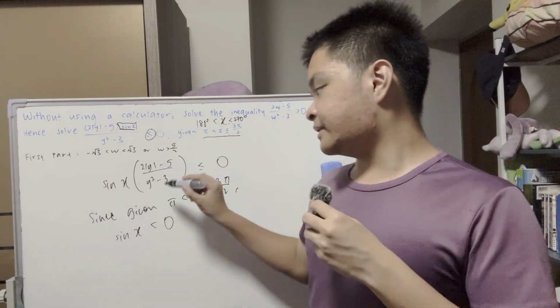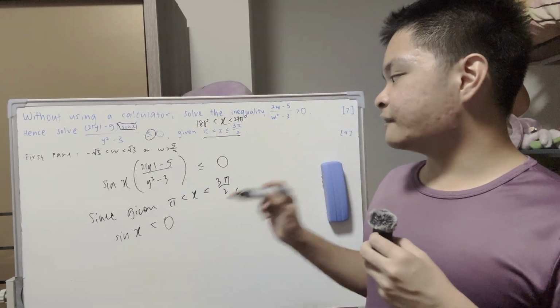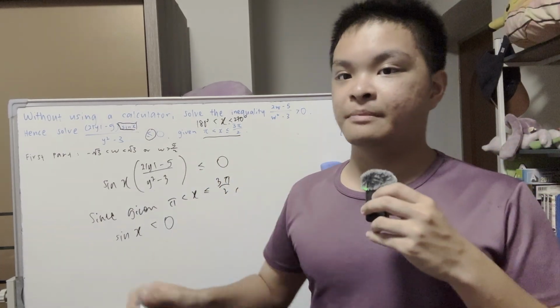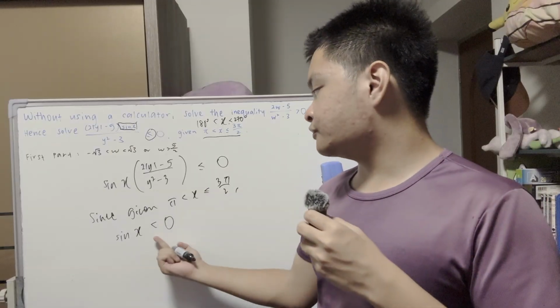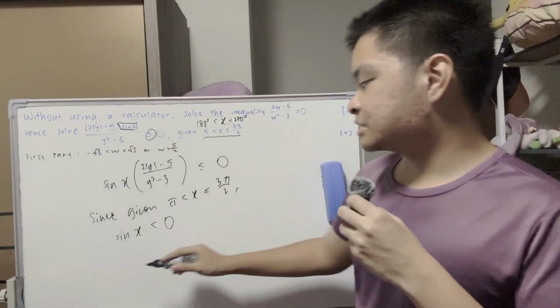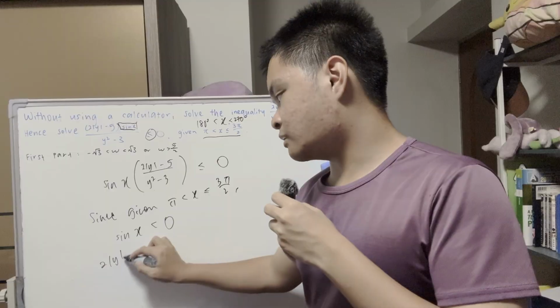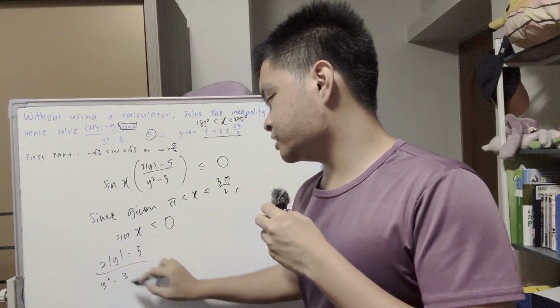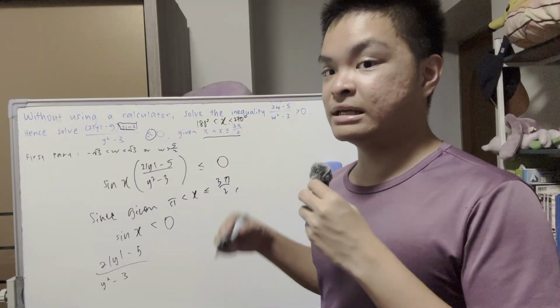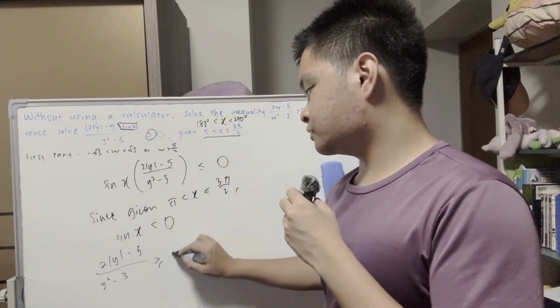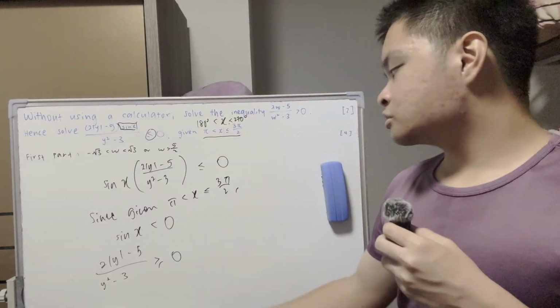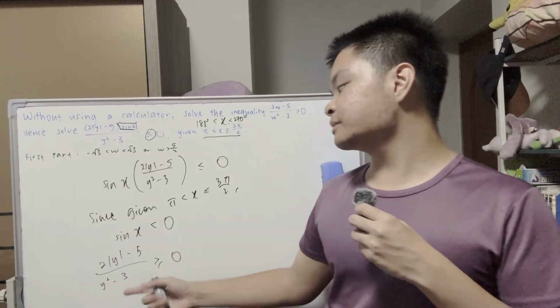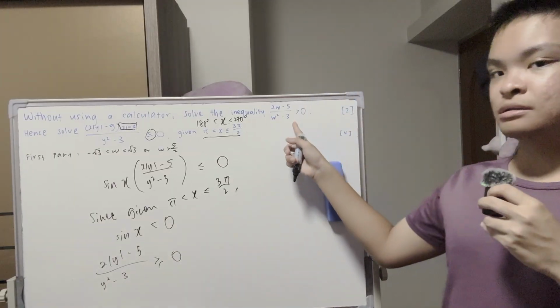Meaning we can just simply divide both sides by sine x. But if we divide both sides by sine x, we are dividing by a negative number, meaning that we need to flip the sign. So this expression is just going to be 2 modulus y minus 5 over y squared minus 3, divide both sides by sine x, invert the sign, more than or equal to 0.